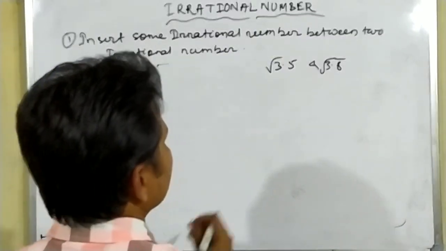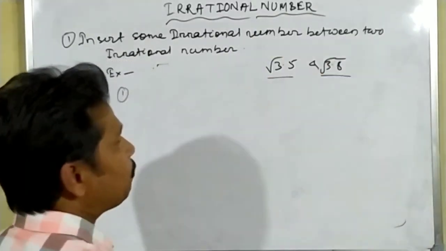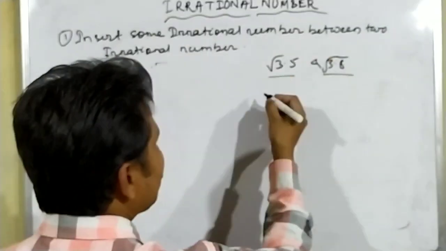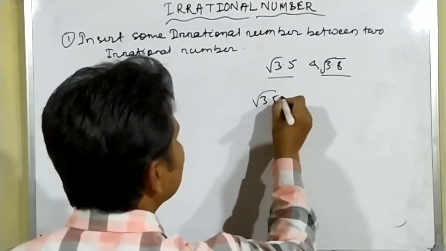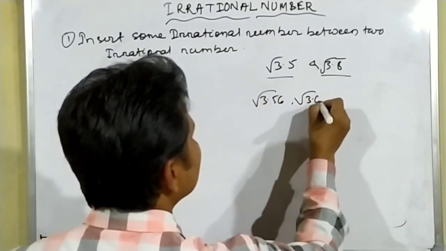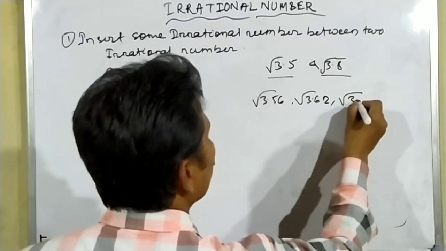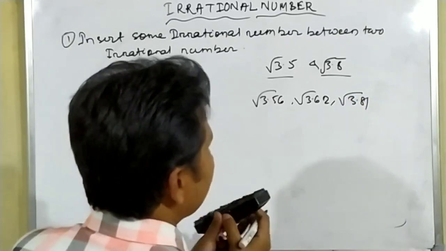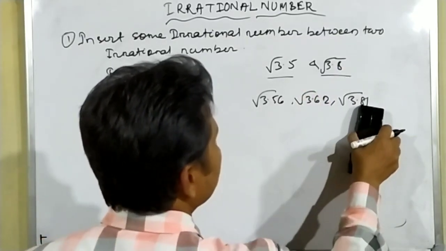Similarly, if we take the case of 3.5 and 3.8, a lot of numbers are there. We can write root of 3.56, root of 3.62, root of 3.81, not 81, because the given number is 3.8.